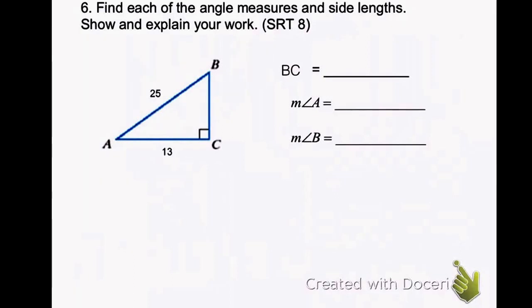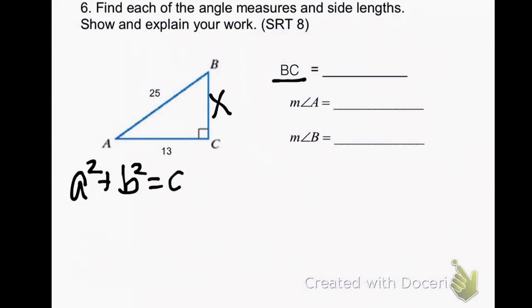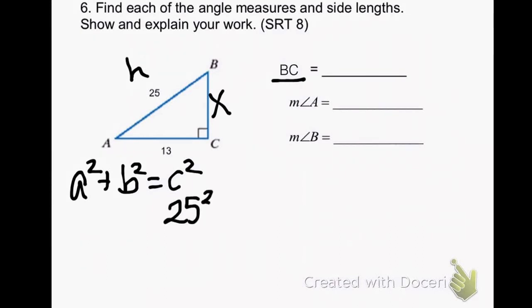Number 6, find each of the angle measures and the side length. Show and explain your work. First, I ask you to find BC. So BC, if I put an X there, I know two sides, so I can use the Pythagorean theorem. Remember, your hypotenuse always has to be c squared, so my hypotenuse is 25. I can substitute in 13 for either A or B.